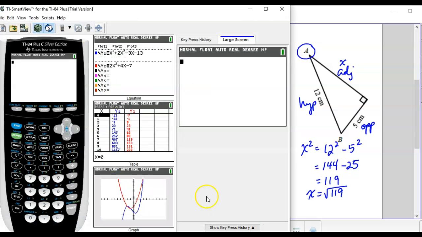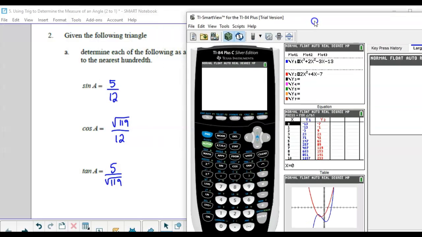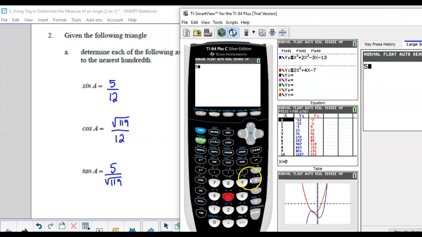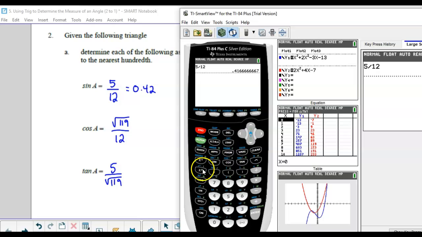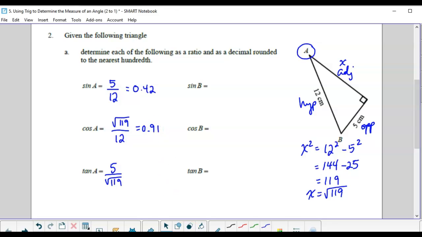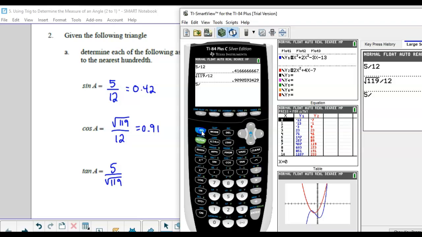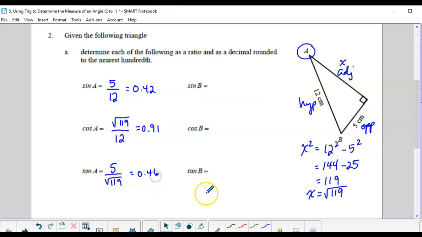Okay, so if you get out your calculator, we can do these. So nearest hundredth. So 5 divided by 12 is 0.42. We're rounding. Then square root of 119 divided by 12 is 0.91. And then 5 divided by square root of 119 is 0.46. Okay.